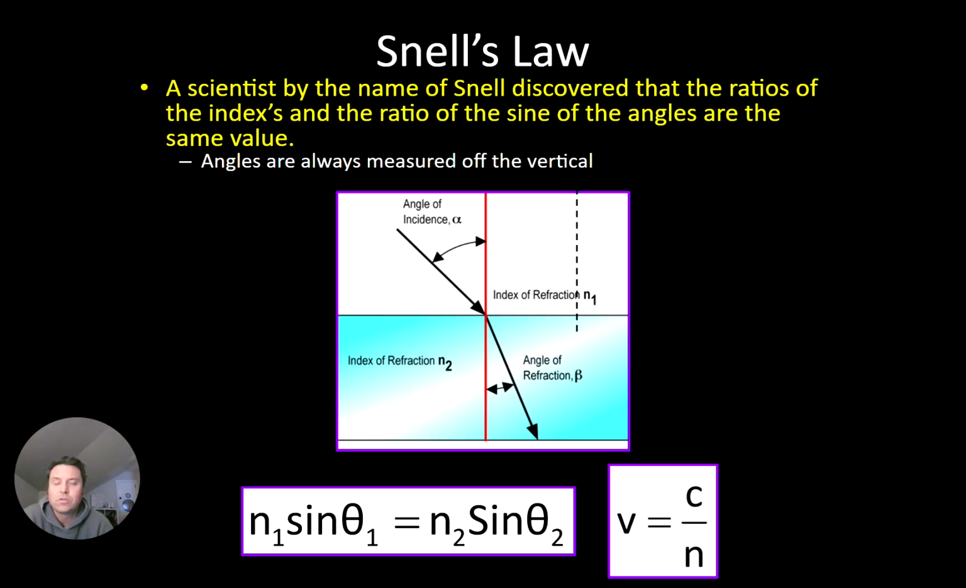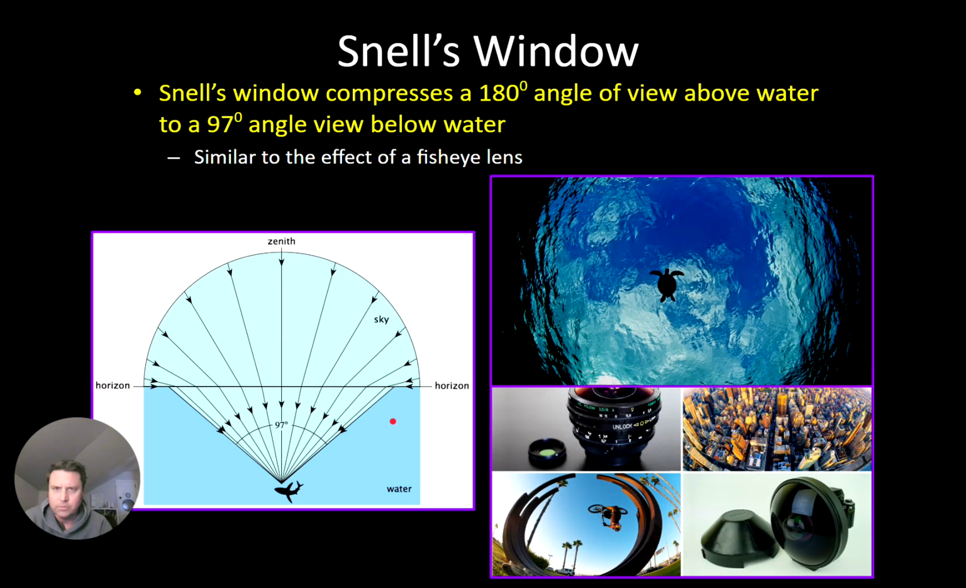So Snell's law. How it bends can also be done mathematically, and it's called Snell's law. We'll write it this way: n1 sine theta 1, that's the one medium, and then n2 sine theta 2. To calculate the speed in the medium, it's just the speed of light divided by the index of refraction, and that'll tell you the new speed. And angles are always measured off the vertical. So these thetas here are measured off the verticals. But we'll do that in class.